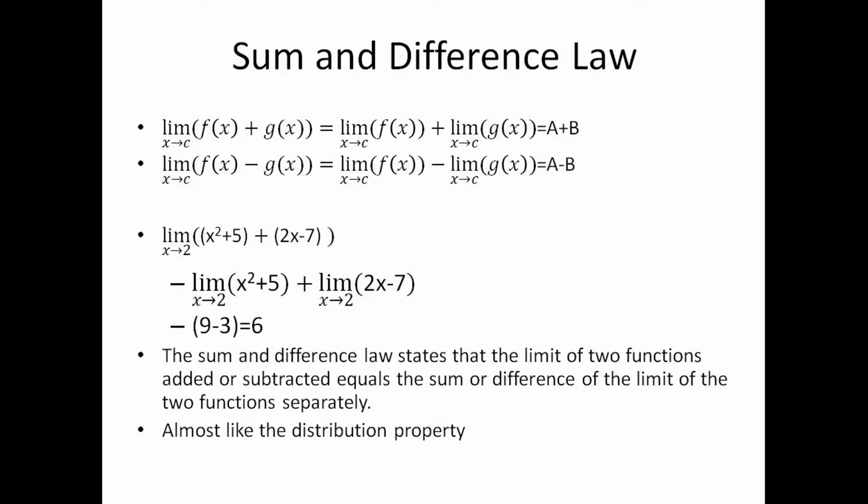The second law that we learn is the sum and difference law, and that states that the limit of two functions added or subtracted equals the sum or difference of the limit of those two functions separately. So basically the limit as x approaches c of f of x plus g of x is the same as the limit of f of x as x approaches c plus the limit of g of x as x approaches c. It's almost like the distributive property, but instead of distributing constants, we're distributing that limit.